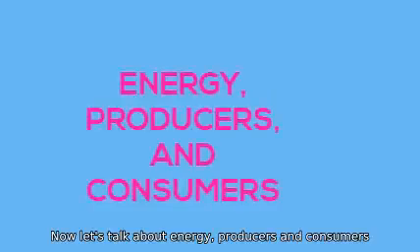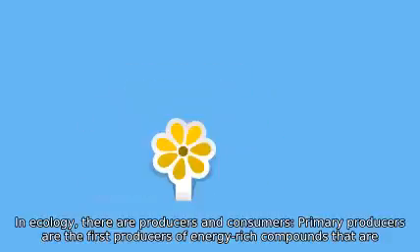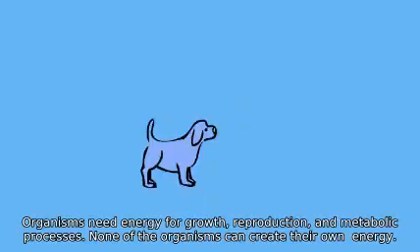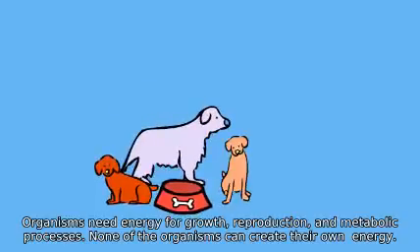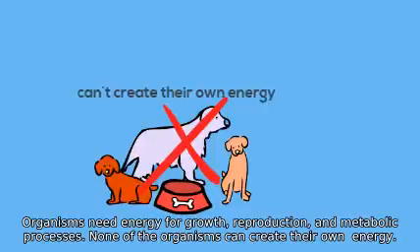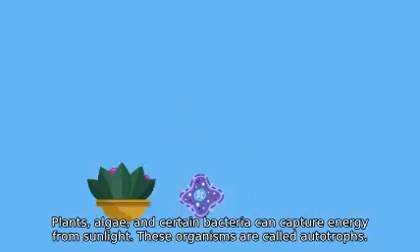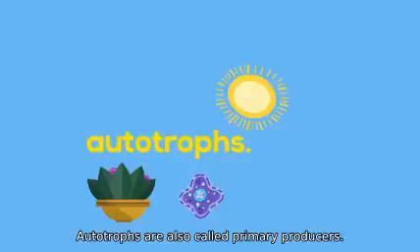Now, let's talk about energy producers and consumers. In ecology, there are producers and consumers. Primary producers are the first producers of energy-rich compounds that are later used by the other organisms. Organisms need energy for growth, reproduction, and metabolic processes. None of these organisms can create their own energy. Plants, algae, and certain bacteria can capture energy from sunlight. These organisms are called autotrophs. Autotrophs are also called primary producers.